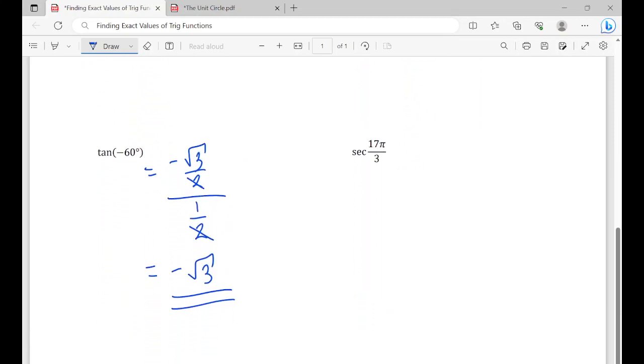Now this last one, secant of 17 pi over 3, a little bit more complicated. You should be aware that this is going to go around the unit circle multiple times. Again, one revolution around the unit circle is 2 pi. And since we have a denominator of 3, one revolution around would be 6 pi over 3. But since this is 17 pi over 3, this is going to go around almost 3 times. So let's look at the unit circle and see.